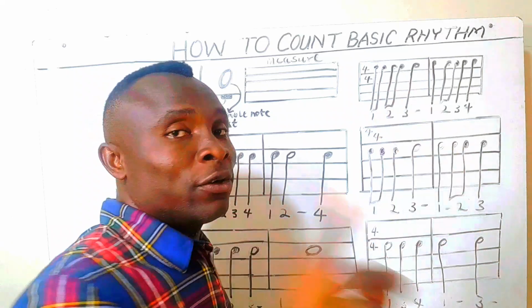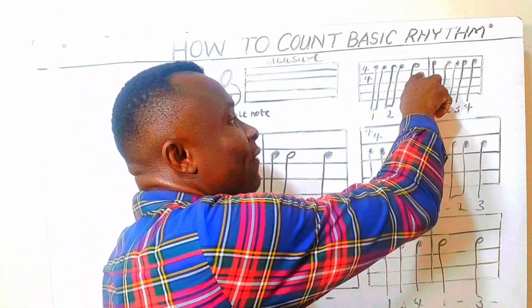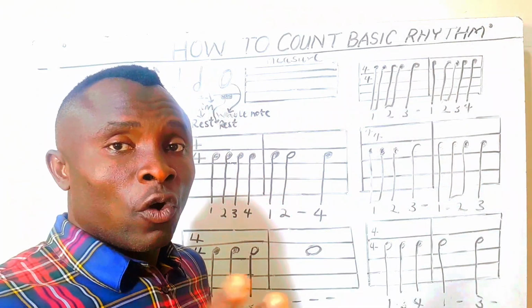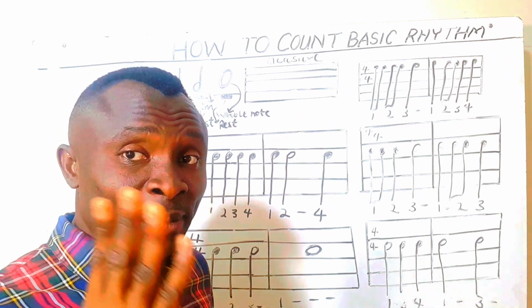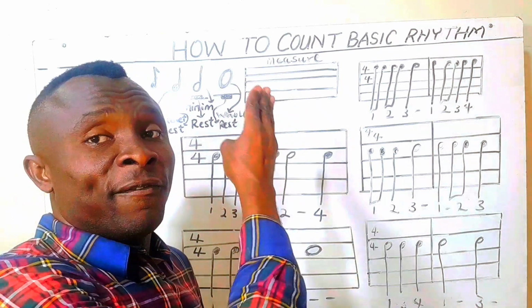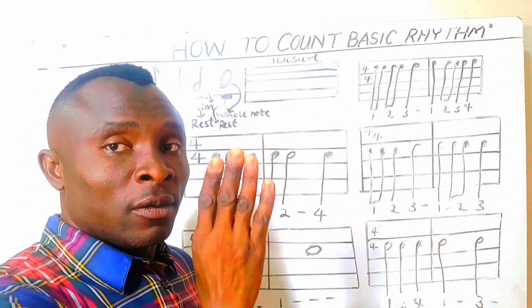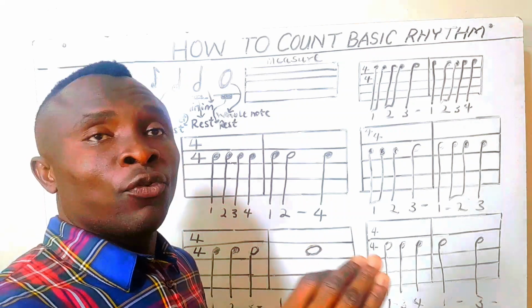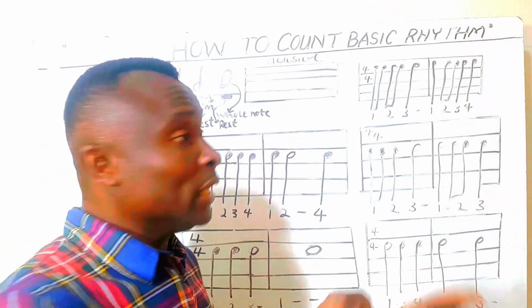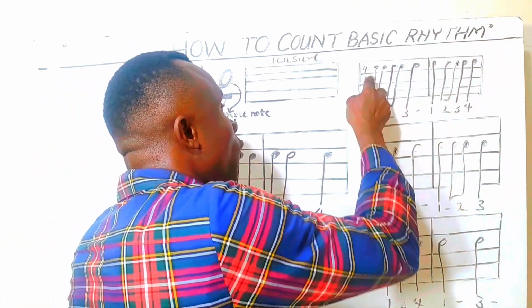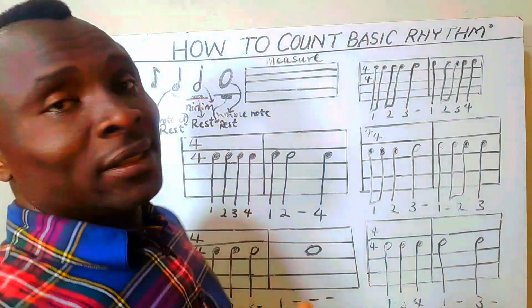So these 2 are going to give you 1 beat, while this half note is going to give you 2 beats. So all will equal to 4 beats, because it's a measure of 4/4 time signature. So that's why we counted it this way: 1, 2, 3, 4. Now let's try to add notes to it.